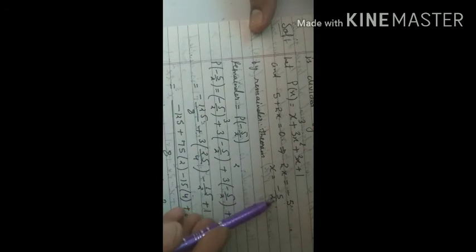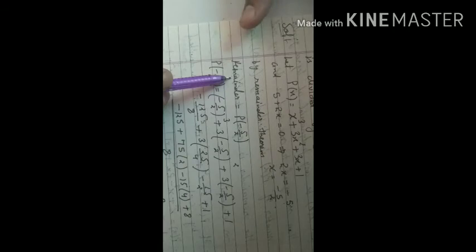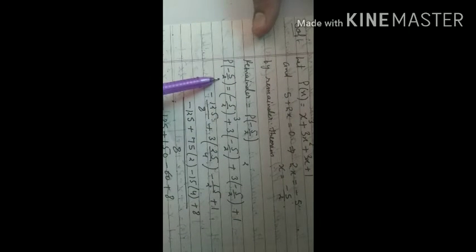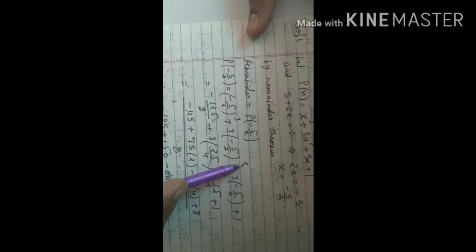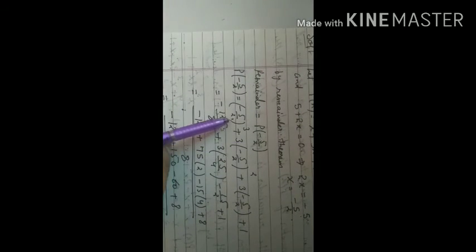By the remainder theorem, p of minus 5 by 2 is the remainder. Then p of minus 5 by 2 is equal to (minus 5 by 2) cube plus 3 into (minus 5 by 2) square plus 3 into (minus 5 by 2) plus 1. The cube of minus 5 by 2 is equal to minus 125 by 8, and the square of minus 5 by 2 is positive 25 by 4.